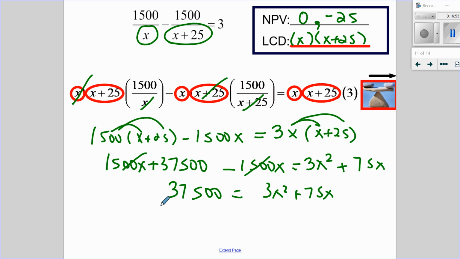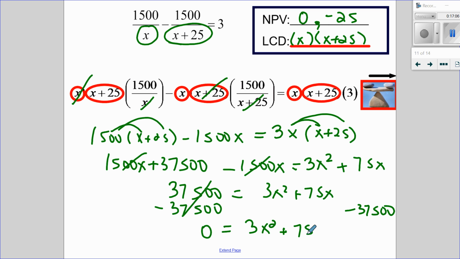So what I'm going to do now is I'm going to subtract 37,500 from both sides, and I get 0 equals 3x squared plus 75x minus 37,500. So now that I have that set to 0, I can solve this using the quadratic formula, or I can plug it into my calculator. So I'm going to use my calculator to do this.